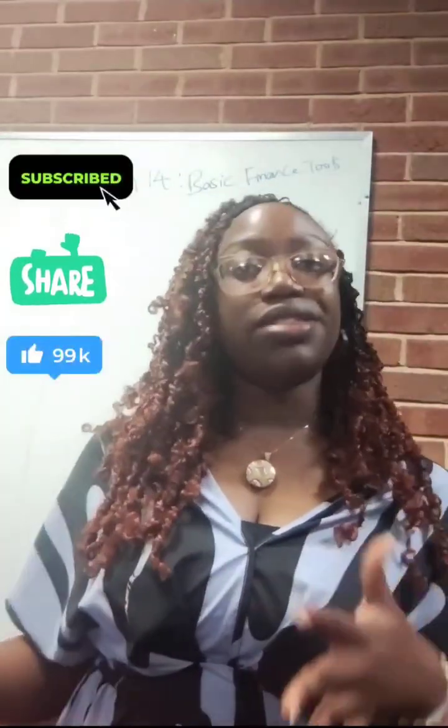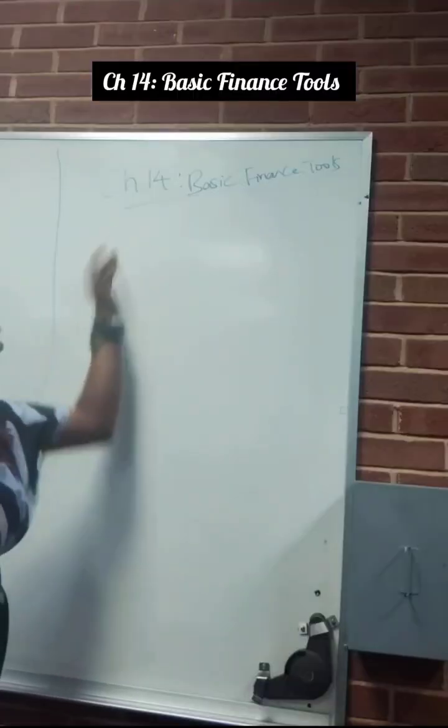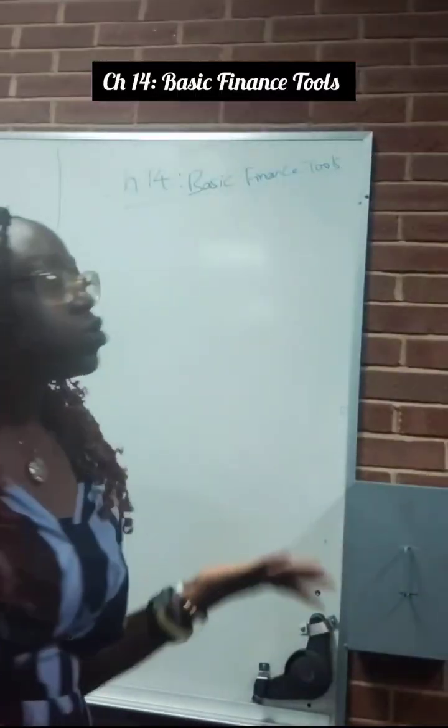So now that we've learned a little bit about financial systems, and how that involves both financial markets and intermediaries, we've learned about savings and investment and how that affects the interest rate. Now it's time to move on to chapter 14, which is briefly about the basic tools of finance.